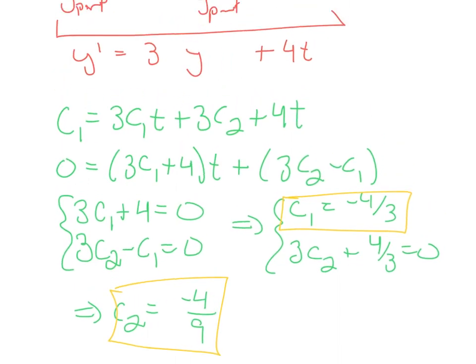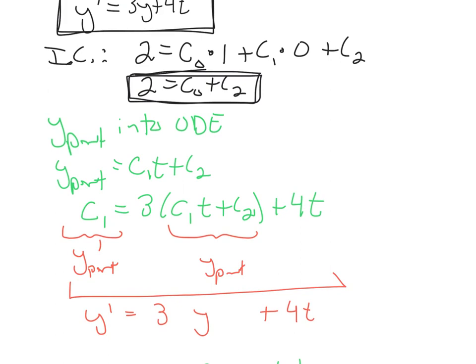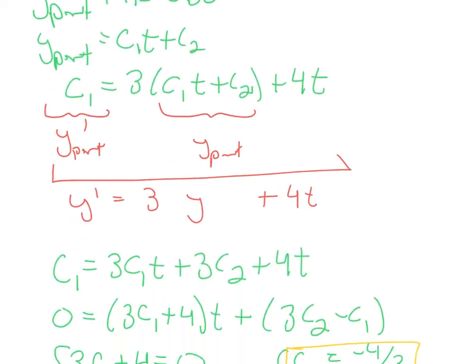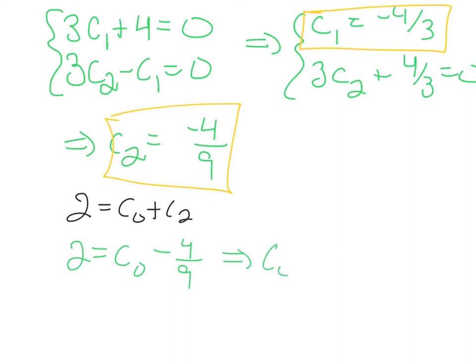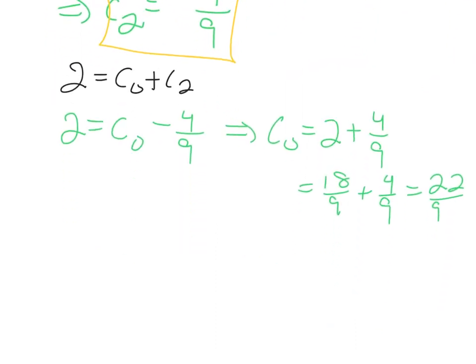And recall, I'm going to scroll back up here, I have a relationship between C0 and C2. So 2 equals C0 plus C2. Let's write it down. So 2 equals C0 plus C2. And so I've got 2 equals C0 minus 4/9. So that tells me that C0 is equal to 2 plus 4/9, which is equal to 18/9 plus 4/9, which is equal to 22/9. Okay, I have all my pieces.